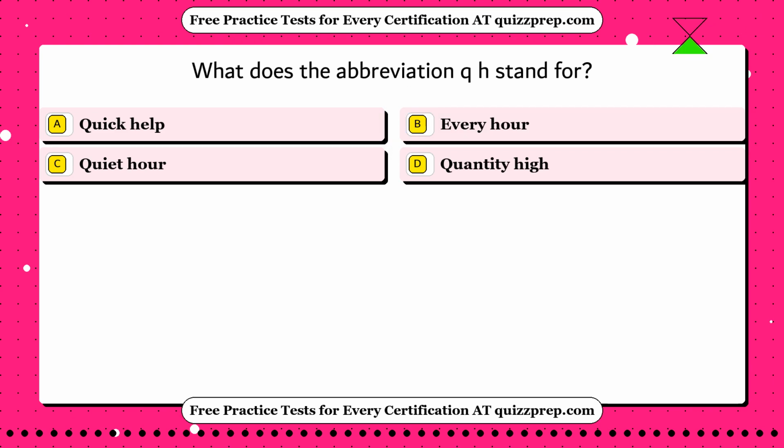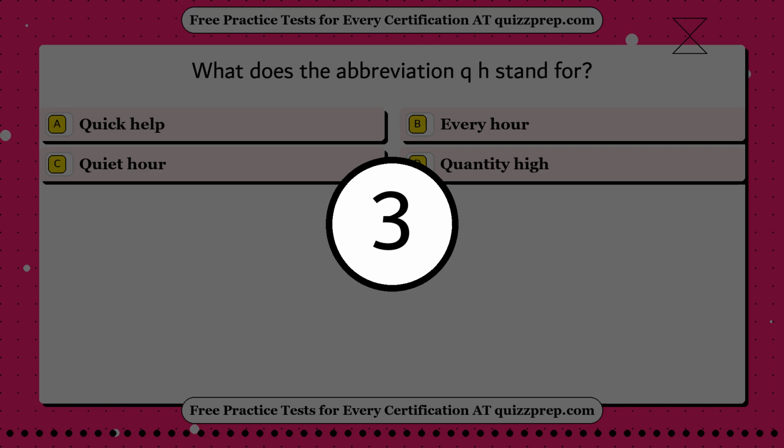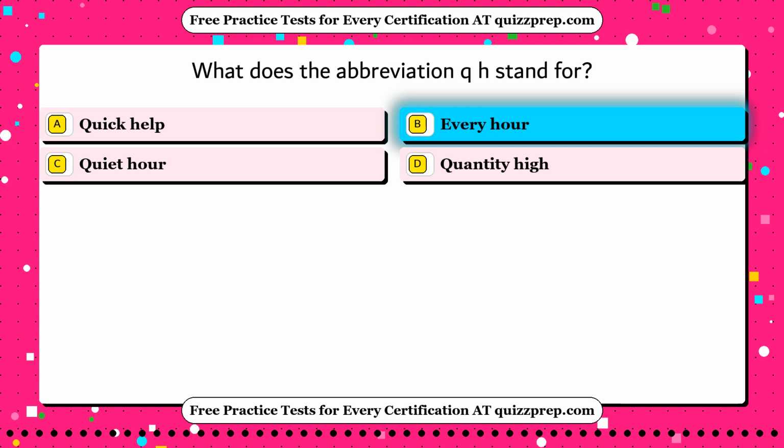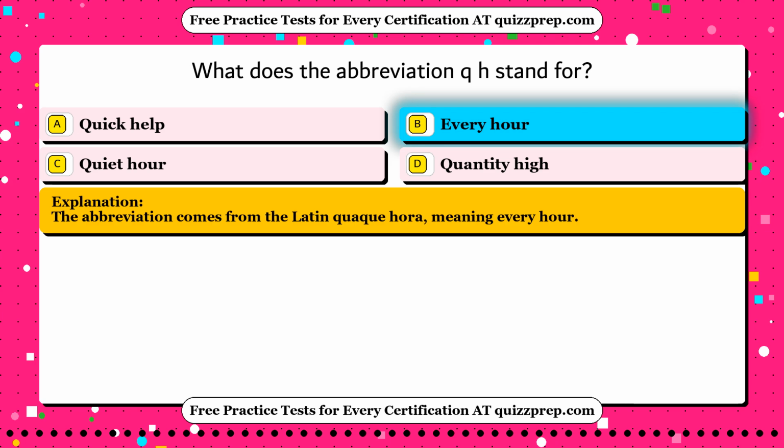Question 99. What does the abbreviation QH stand for? Option A, quick help. Option B, every hour. Option C, quiet hour. Option D, quantity high. The correct answer is option B, every hour. The abbreviation comes from the Latin quaeque ora, meaning every hour.